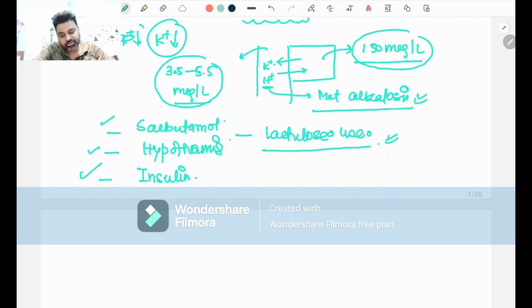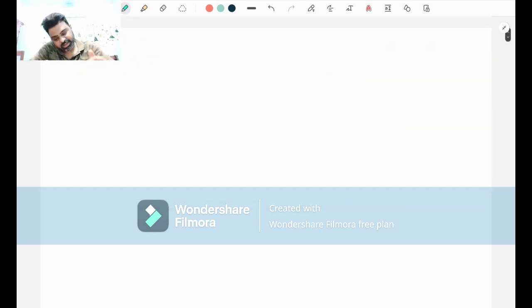Okay, this is the first cause of metabolic alkalosis. So whenever you have a metabolic alkalosis, just try to see if potassium is low or not, because if it is low, that can precipitate metabolic alkalosis. Second cause.